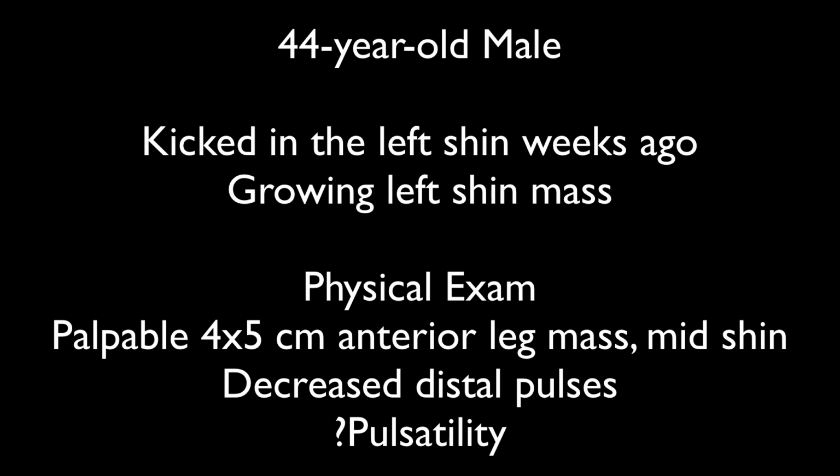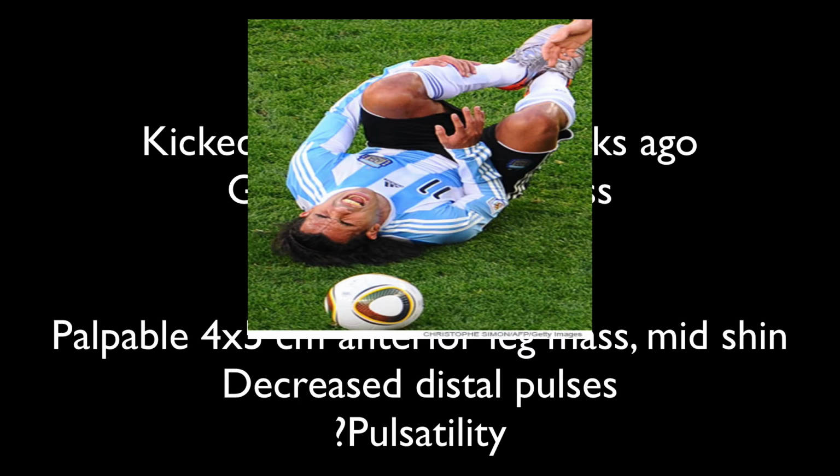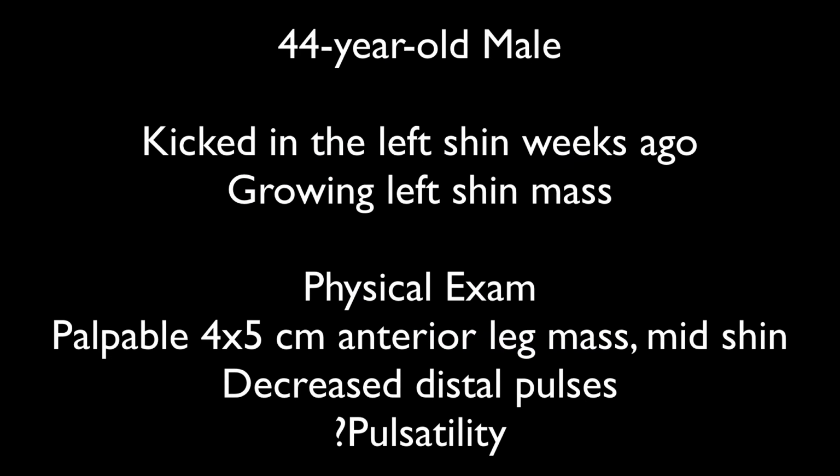A 44-year-old male comes into the emergency department. He reports that he was kicked in the left shin weeks ago, but has noticed this growing left mass on his anterior shin. We do a brief physical exam. We notice there's a palpable 4 by 5 centimeter anterior leg mass on his mid shin.